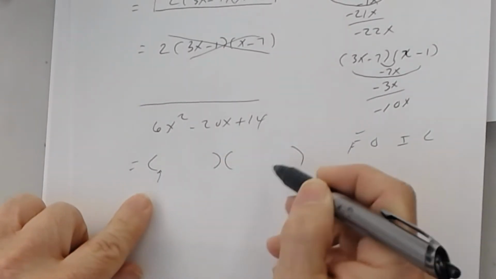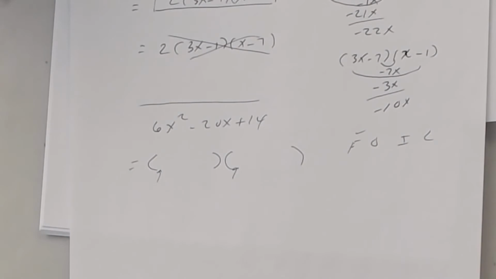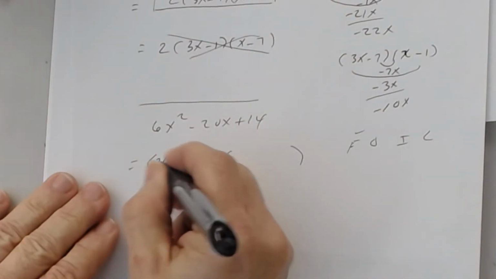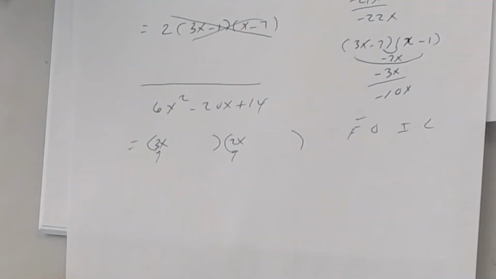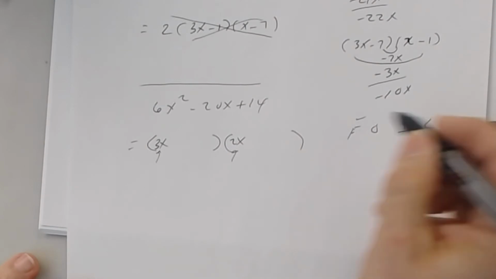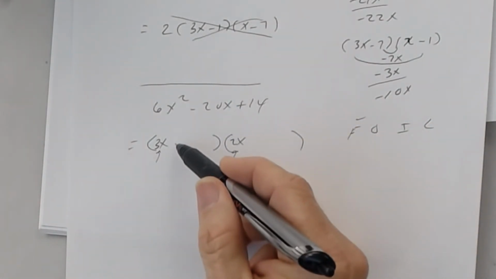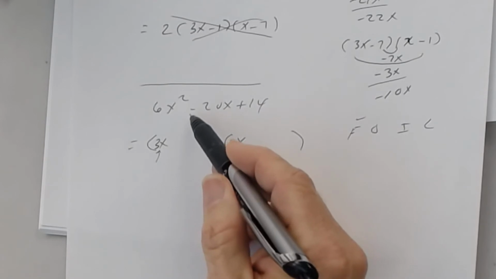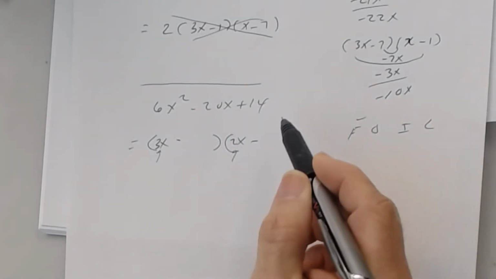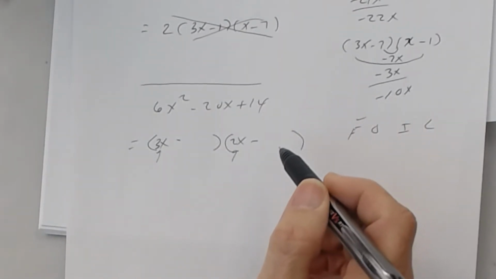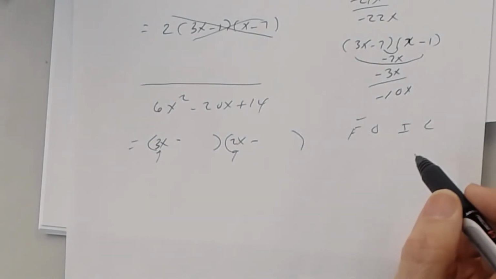Give me 2 factors whose product is 6x squared. 3x and 2x. All right, so let's say 3x, 2x. Okay? All right, let's go to the L now. Give me, now remember the last sign's positive, so these signs have to be the same, and they're both negative. Now give me 2 factors whose product is 14. 2 and 7, 14, 1.